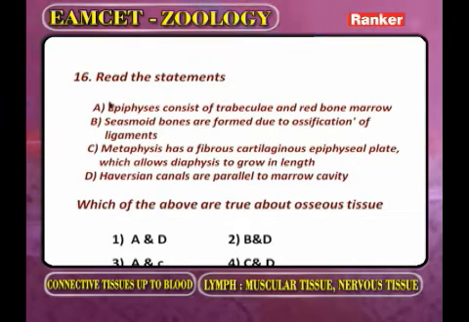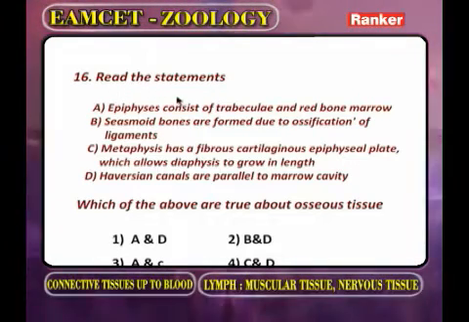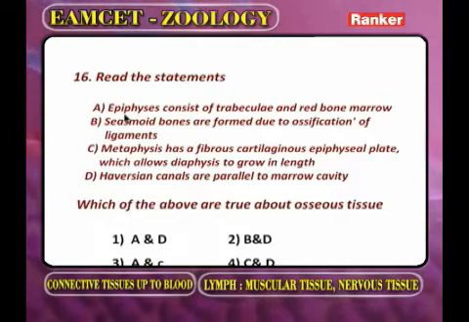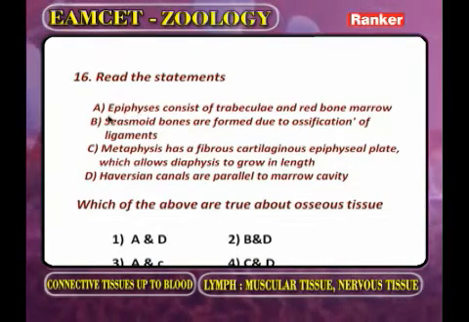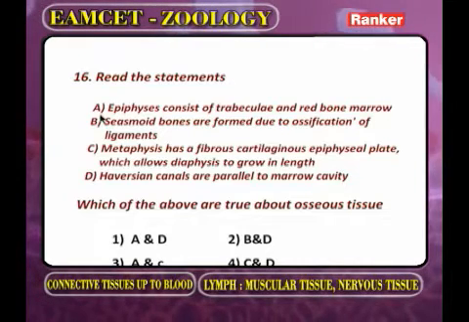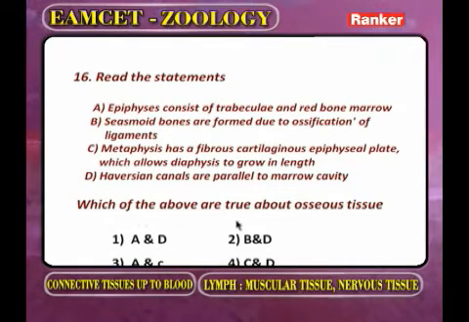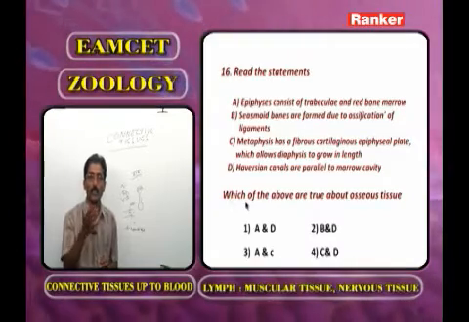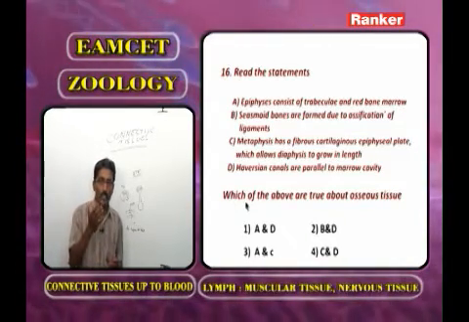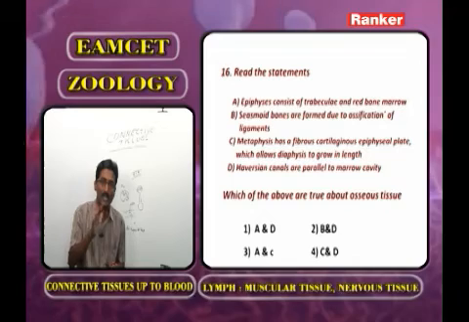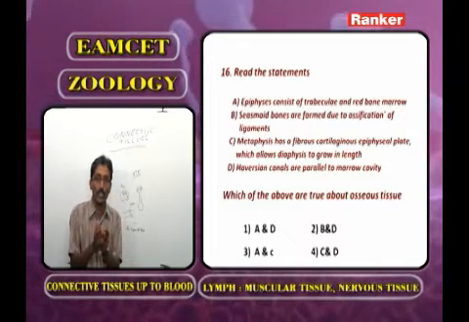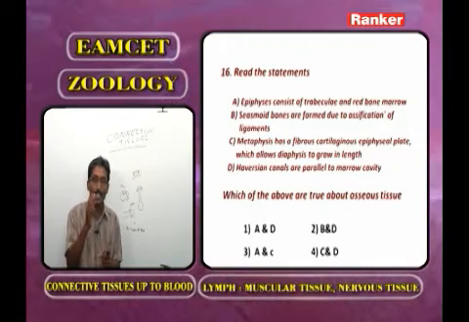Now you have to observe and read the statements. For these questions, first of all, you have to study the question. What is the question asking? Read the statements. Now we don't go to the statements yet. Which of the above are true about osseous tissue? Now we are getting an idea. What is osseous tissue? The bony tissue is called osseous tissue. Now we can easily eliminate the statements regarding osseous tissue.